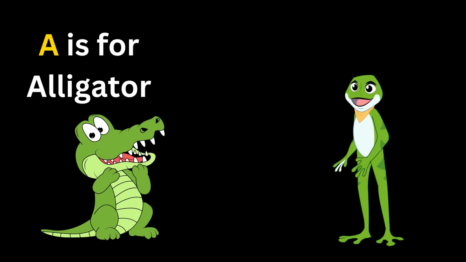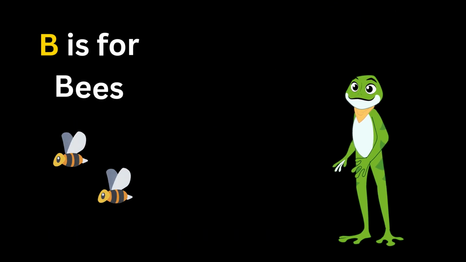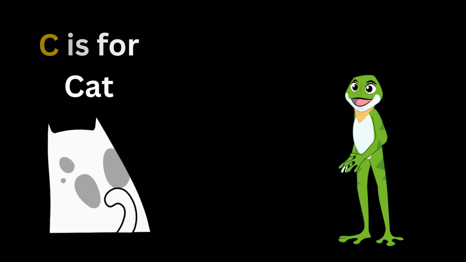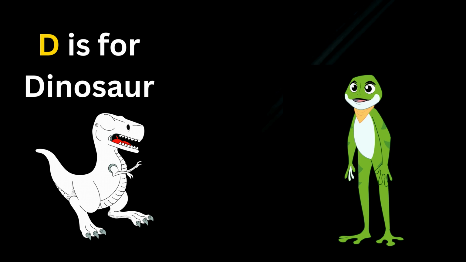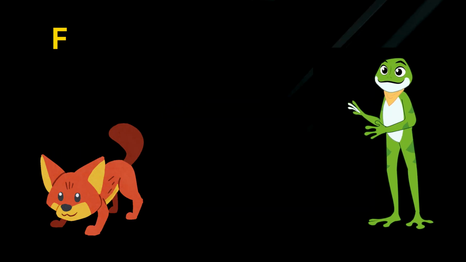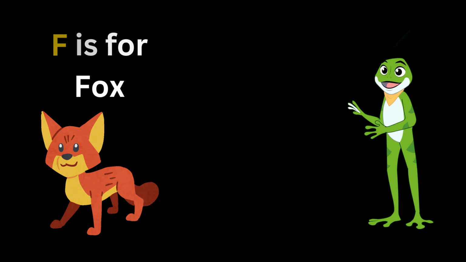A. A is for alligator. B. B is for bees. C. C is for cat. D. D is for dinosaur. E. E is for elephant. F. F is for fox.